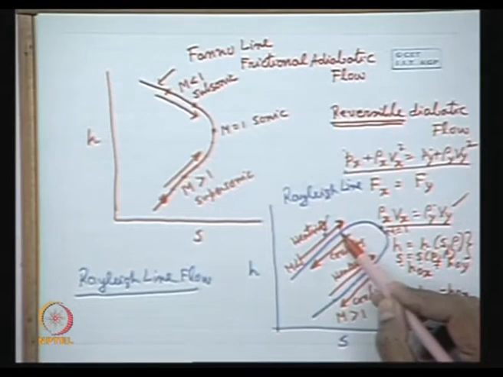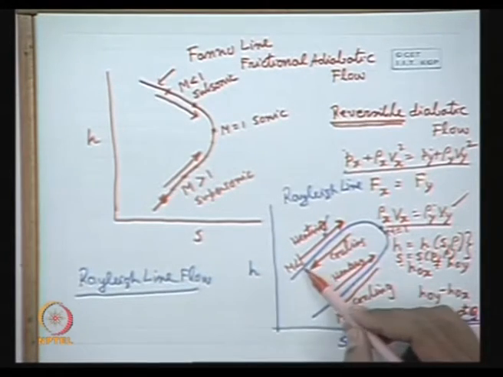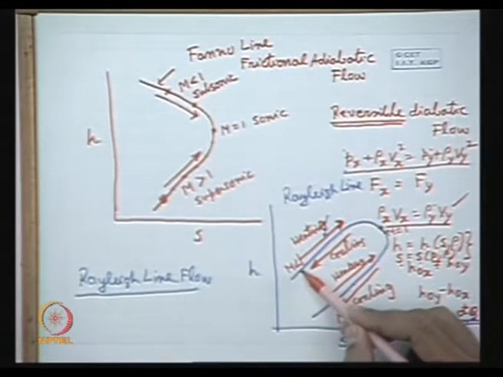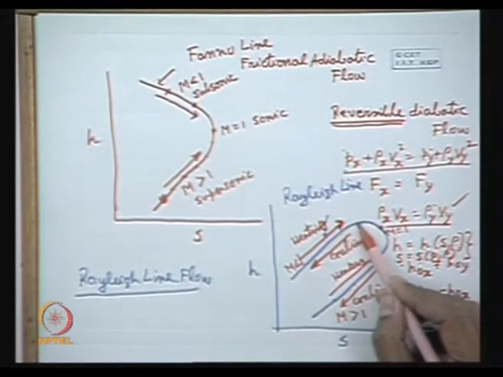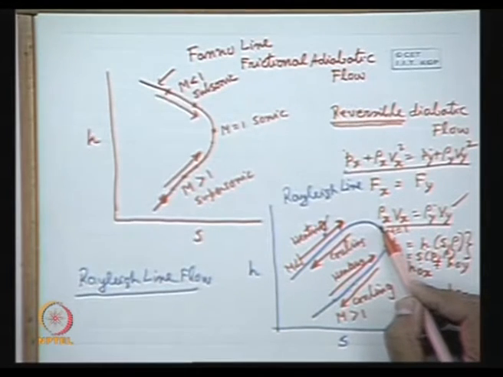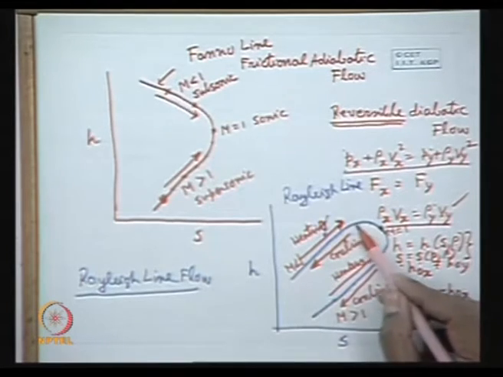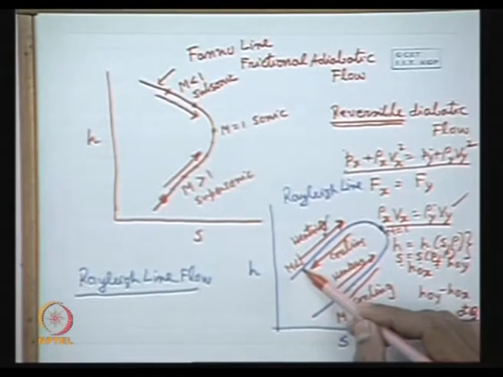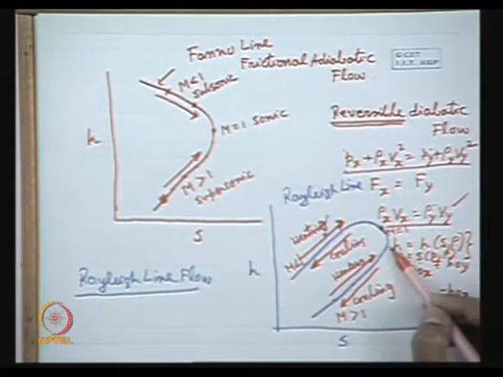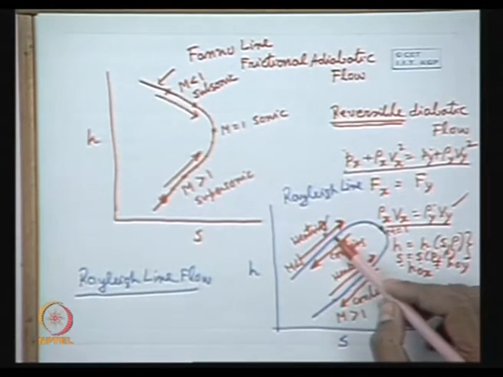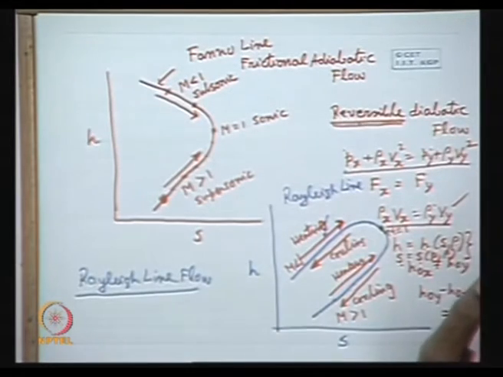The reverse is happening for subsonic flow. That means if the flow is subsonic, heating in a reversible manner will make the flow accelerate and go towards sonic. While in a subsonic flow, if cooling is made, then the flow is decelerated and goes towards more subsonic region. So therefore, from this curve, we can infer the effect of heating and cooling in both supersonic and subsonic regimes for reversible diabatic flow. All right.